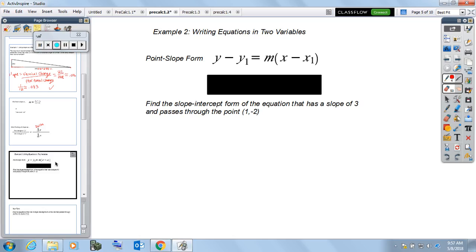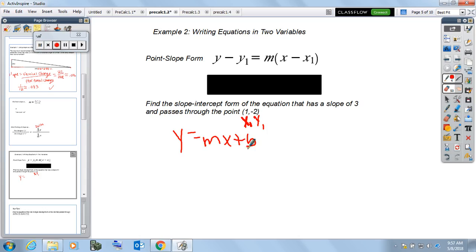So we want to write this equation in point slope form. So it says find the slope intercept form of the equation that has a slope of 3 and passes through the point (1, negative 2). Well, we would quantify this as x1 and this as y1, not y2. All right. x1 and y1 here. So let's take a look. We know we want it in the end as y equals mx plus b. That's what the goal is.